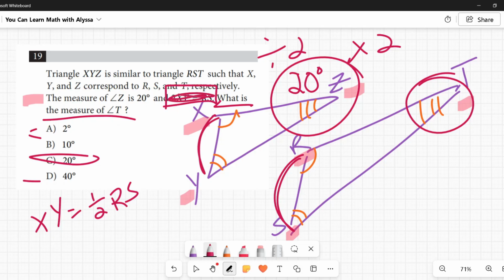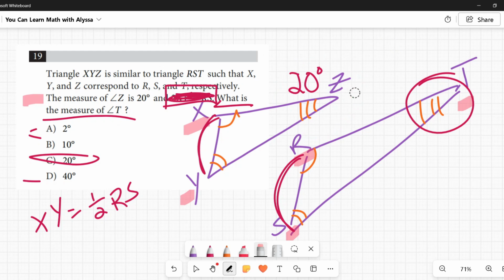It is completely unnecessary. All you need to know is that Z corresponds to T. In similar triangles, corresponding angles are the same. So Z and T are the same. They are both 20 degrees. That's all there is to it. Our answer is C.